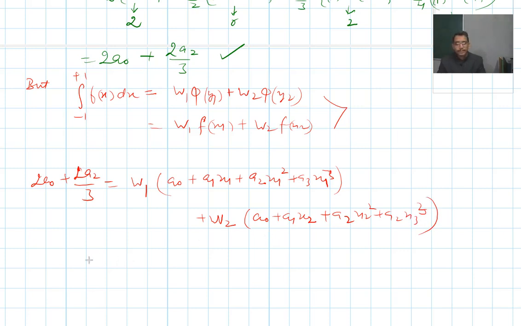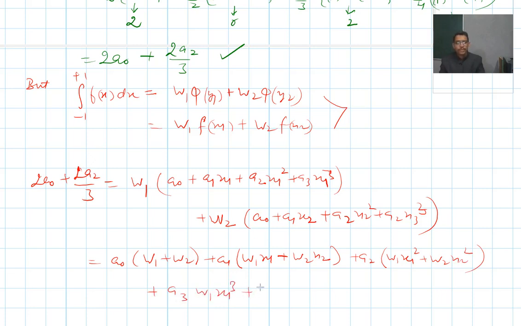And let us separate out the terms. So a0 (w1 plus w2) plus a1 (w1 x1 plus w2 x2) plus a2 (w1 x1 square plus w2 x2 square) plus a3 (w1 x1 cube plus w2 x2 cube), right?